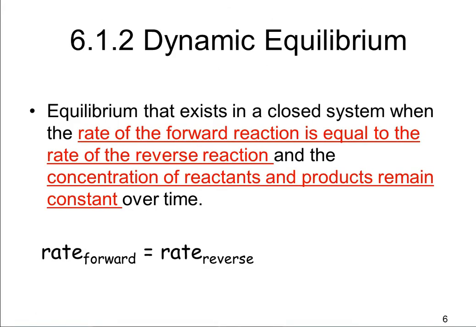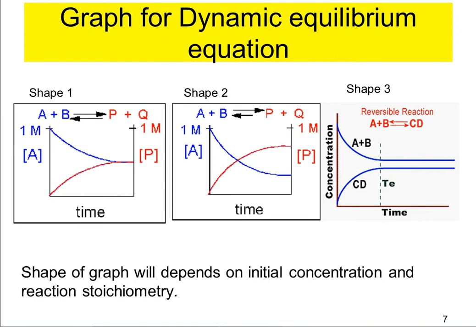Dynamic equilibrium. So what is dynamic equilibrium? Dynamic equilibrium occurs when the rate of forward reaction is equal to the rate of reverse reaction, and the concentration of reactant and product remain constant over time. When the rate forward equals the rate reverse, the system will achieve dynamic equilibrium. The graphs below show dynamic equilibrium: shape 1, shape 2 and shape 3. The shape of the graph will depend on the initial concentration and reaction stoichiometry.